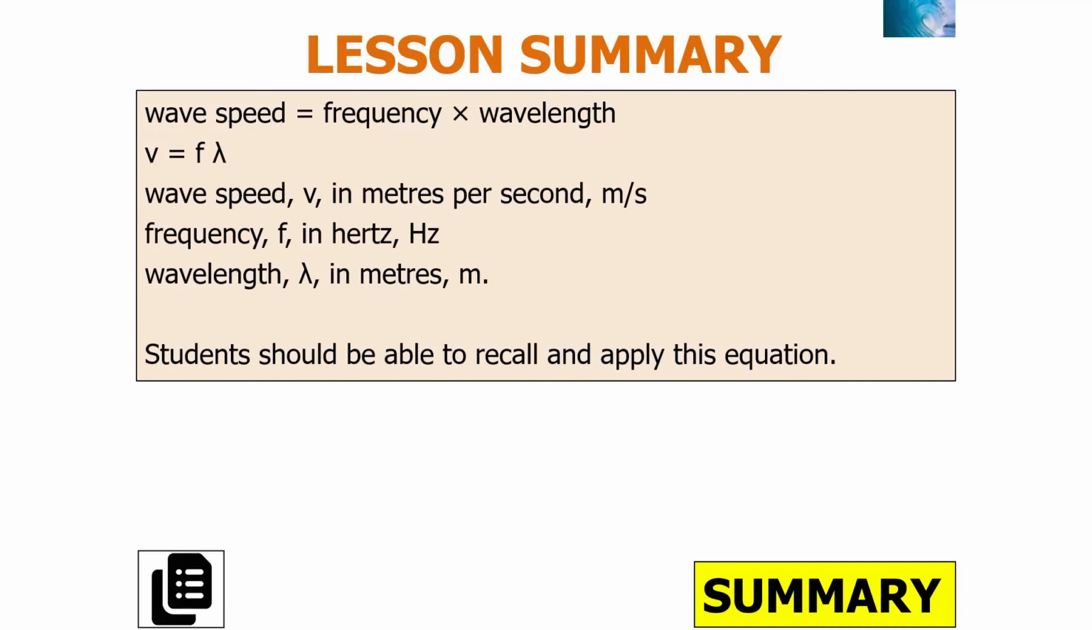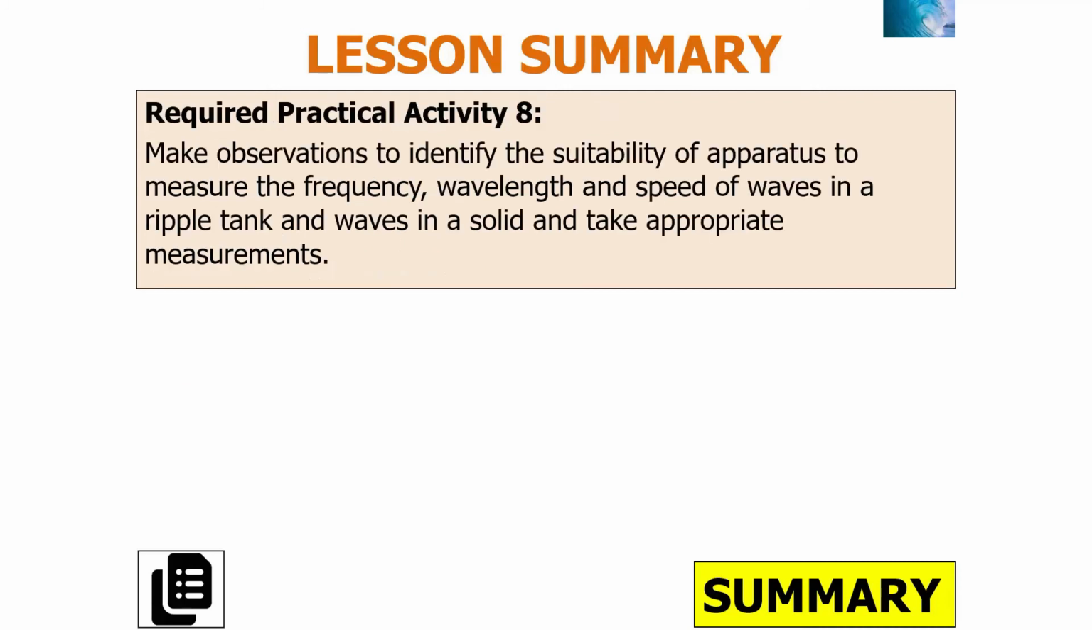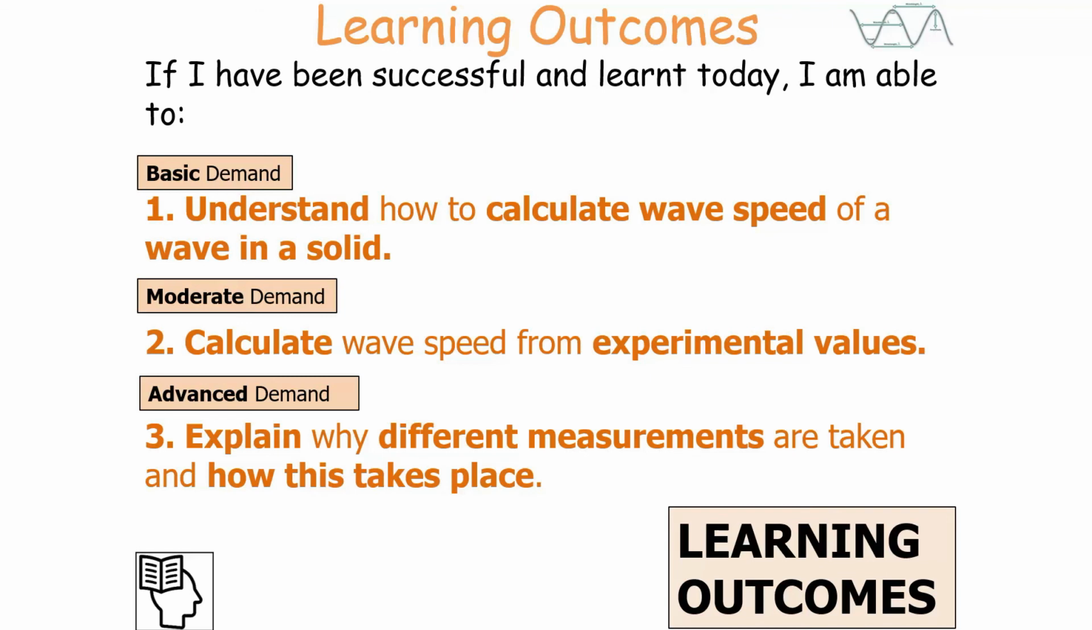So what have we learnt in today's lesson? Wave speed is equal to frequency times by wavelength, and you should be able to recall and apply this equation. And then you should be able to make observations to identify the suitability of apparatus to measure the frequency, wavelength and speed of waves in a ripple tank, which we'll look at next lesson, and the waves in a solid, and take appropriate measurements. So if you've been successful and you've learnt in today's lesson, you understand how to calculate the wave speed of a wave in a solid.